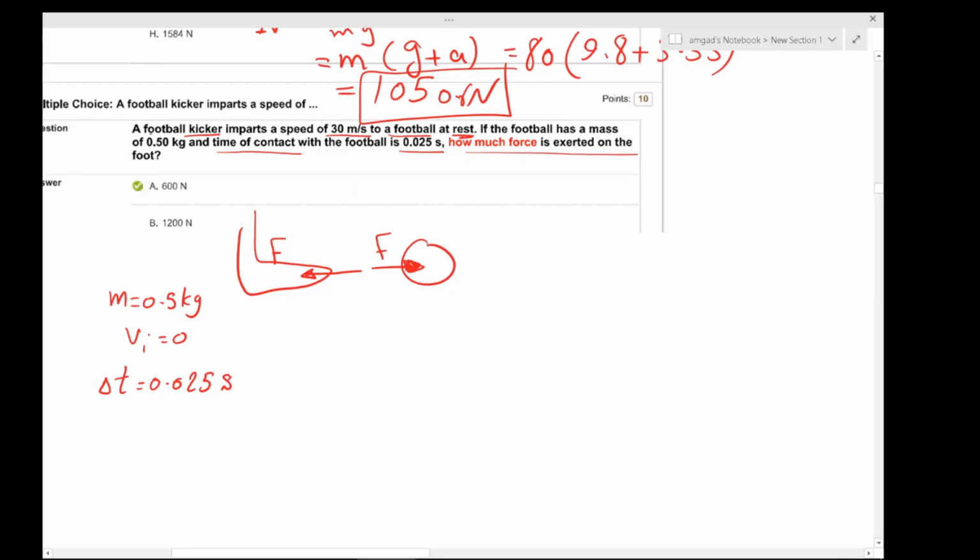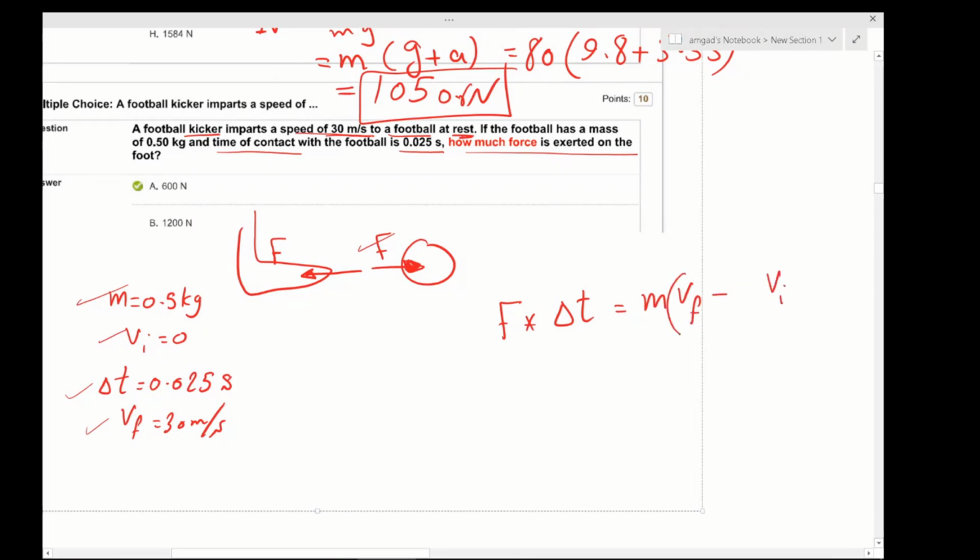What is the information I know? The football kicker imparts a speed of 30 meters per second, so the final speed is 30 meters per second. Here I need a force. I have initial speed, final speed, time, and mass. So which equation am I talking about? Impulse and momentum. Excellent. Force times the time equals the change in momentum. Change in momentum is mv final minus mv initial, or I can take mass as a common factor: m times v final minus v initial.